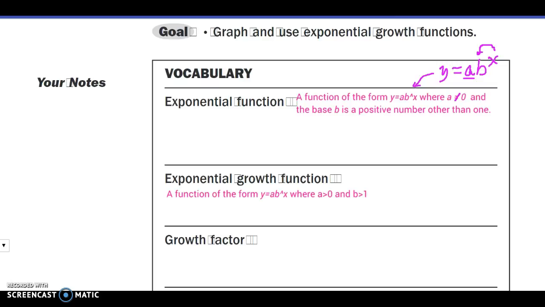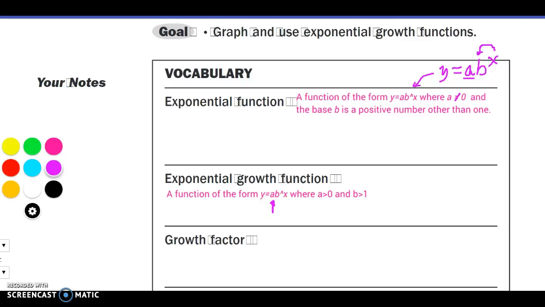Our next definition is specifically for exponential growth functions. We will also be learning about exponential decay functions in the next note-taking guide. So an exponential growth function occurs when you have a, the a value is greater than 0. So think about what that means. Greater than 0. It means it's positive. So when a is positive, and when b is greater than 1.